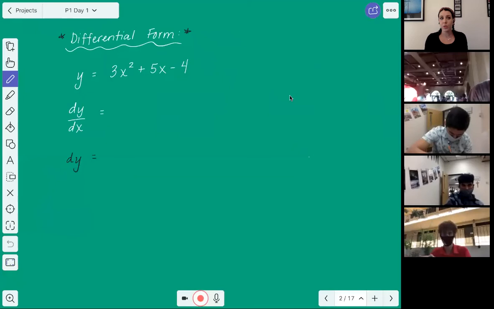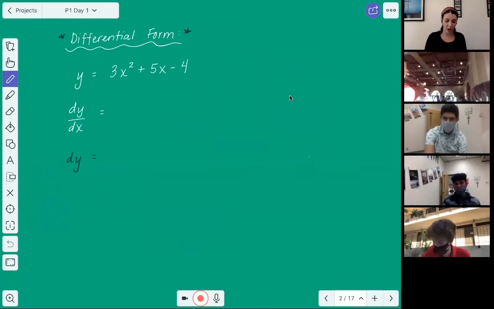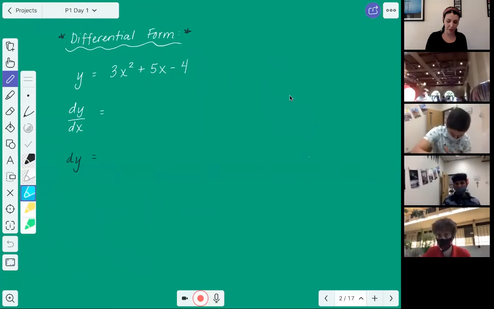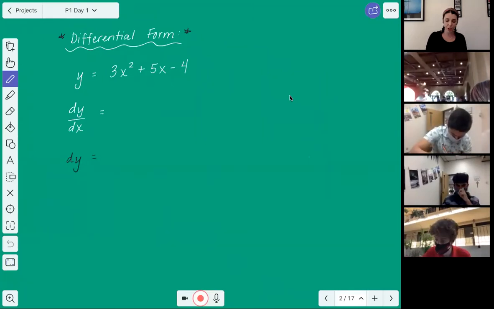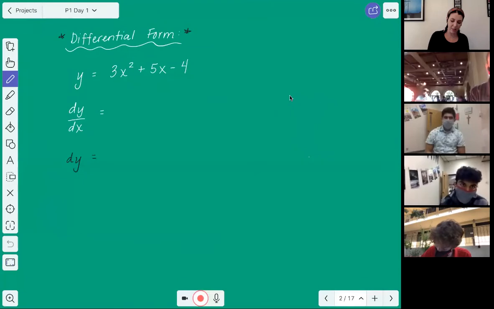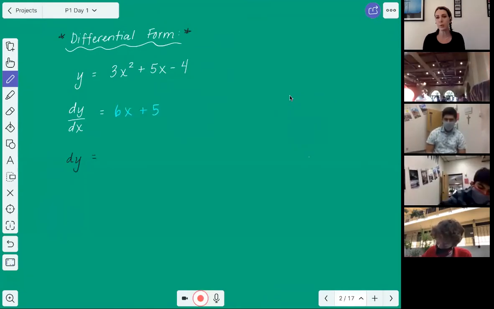Okay, so our differential form, if I give you something like y equals 3x squared plus 5x minus 4, you're going to get dy over dx, meaning take the derivative of y, so take the derivative of that function with respect to x. Since everything is in terms of x, there's no real implicit differentiation here, everything is explicit, we're going to get 6x plus 5. Everyone is pretty comfortable with that.